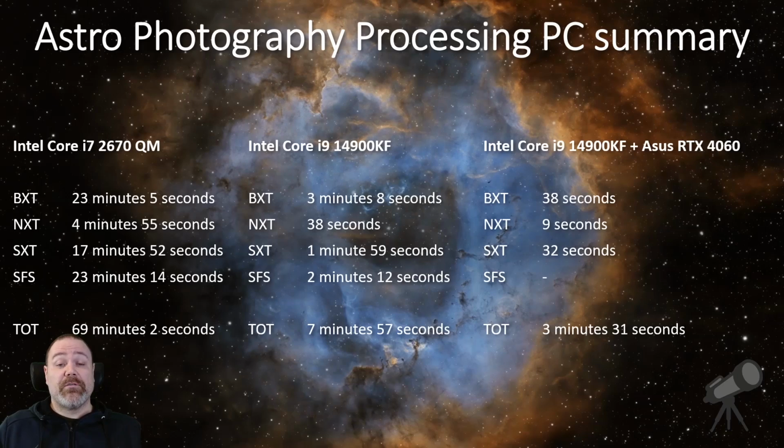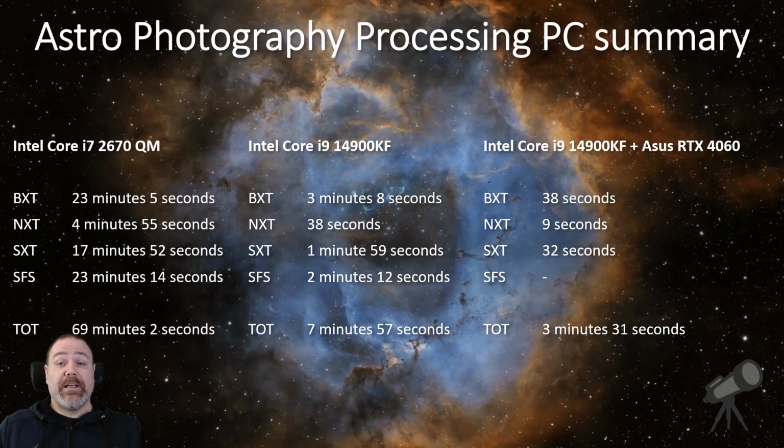Running Noise Exterminator took 4 minutes 55 seconds on my old computer, 38 seconds on my new computer, and only 9 seconds when using my RTX 4060. Finishing off with Star Exterminator, it took 17 minutes and 52 seconds to complete on my old laptop, and only 1 minute and 59 seconds on my Core i9 computer, and with my RTX 4060 it took 32 seconds.